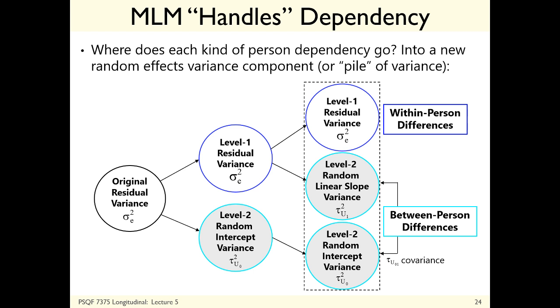So how these models handle dependency is they put a pile of variance in that represents the dependency. Now what's left, this E variance, is supposed to be constant variance across time, unrelated across occasions. The only reason it would have been related is now in level 2: intercept differences and slope differences. Two kinds of dependency.